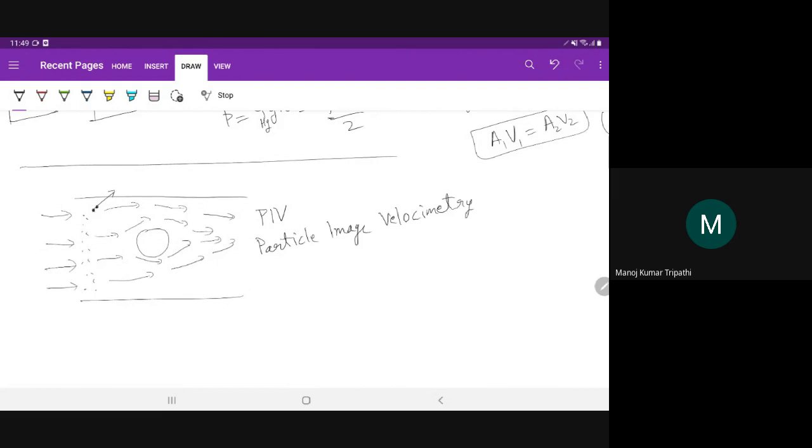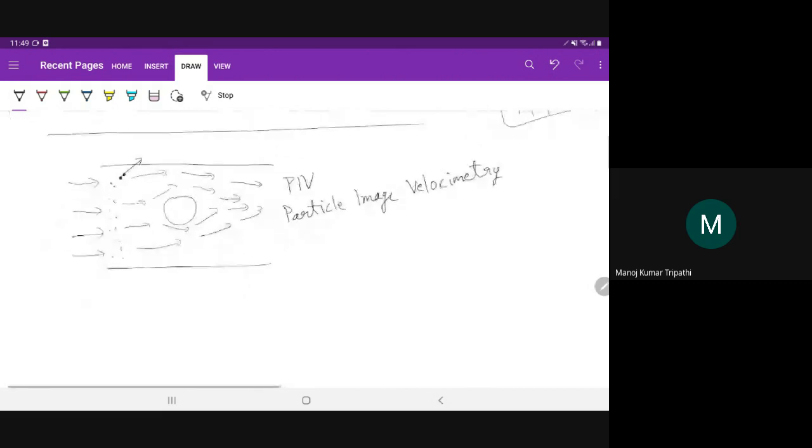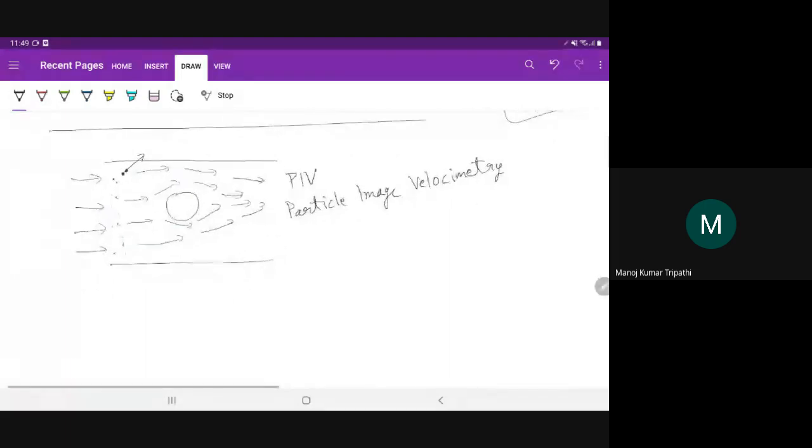There are automated softwares which can do this. You don't have to do it manually, that you connect the two points and then find out the velocity vector. It can be done automatically. You just have to take the images with the camera. Okay.